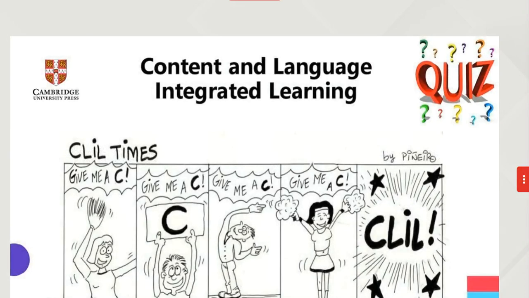And indeed it does. It stands for Content and Language Integrated Learning. Wonderful, great. So Content and Language Integrated Learning. What is that exactly? What is content and language integrated learning?